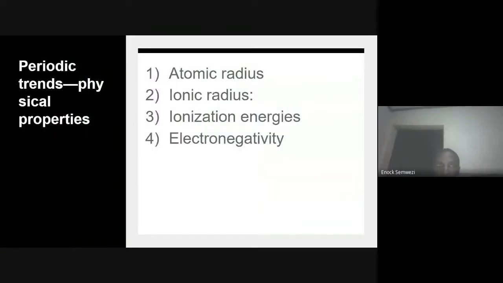Today I want to explain some key facts concerning periodicity, and specifically the physical properties. What is their trend? We need to know some of the physical properties that we are going to explain. However, for today, I'll explain only the first one, that is the atomic radius. The others, ionic radius, ionization energies, and electronegativity, will be covered another time.